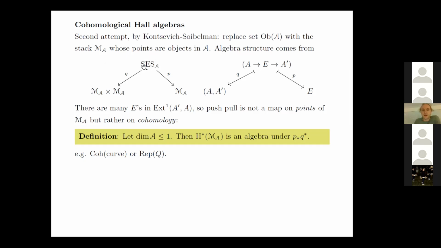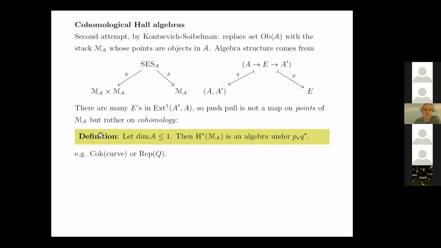There's a stack parameterizing short exact sequences in A, so a point in this is just a short exact sequence. This admits two obvious maps: one to the moduli stack times itself, which takes the two outer terms, and one to just the moduli stack. Now this no longer gives you an algebra structure on points of M, because for instance the fiber of Q is not a singleton. So you should expect to get an algebra on homology of M, or rather cohomology.